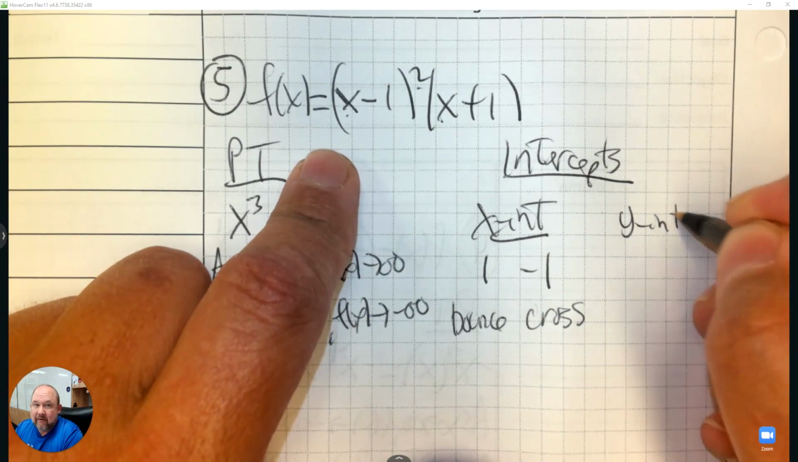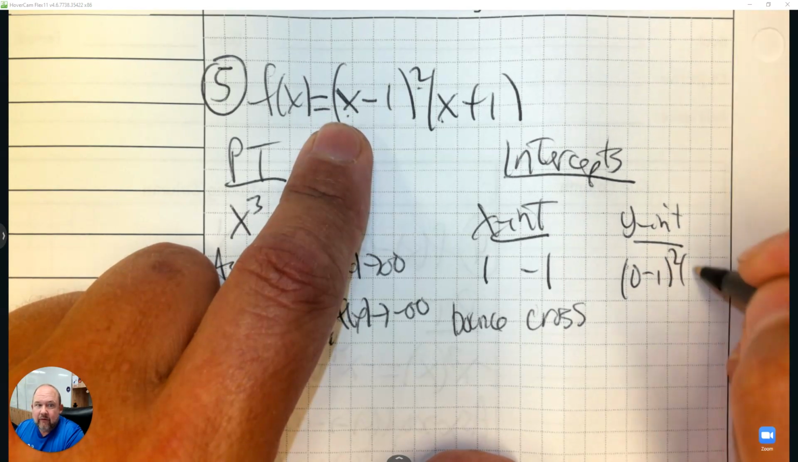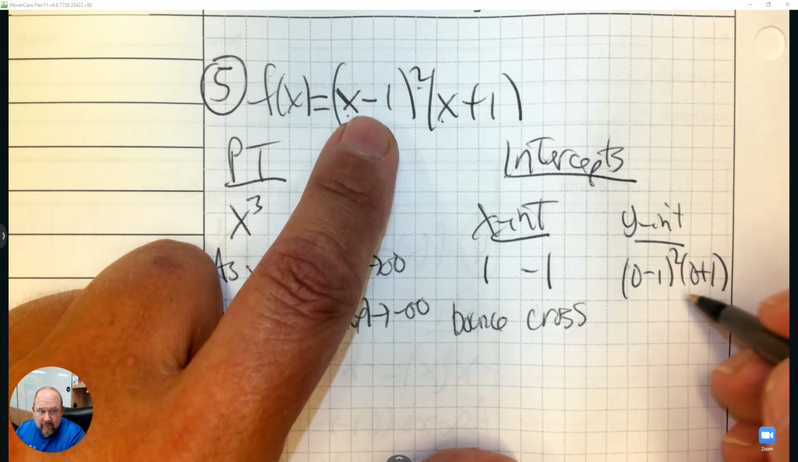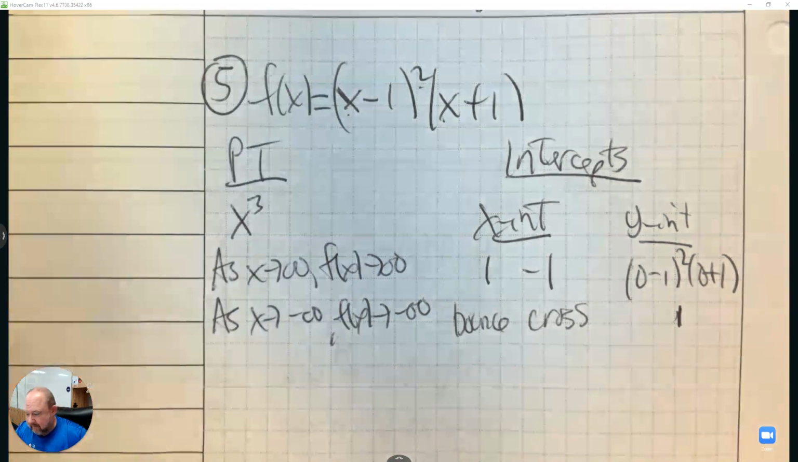The y-intercept, not 0. Plug in 0 to find it. So if I plug in 0 and I'm careful, negative 1 squared is positive 1 times positive 1. So the y-intercept's at 1. All right, we're ready to graph.